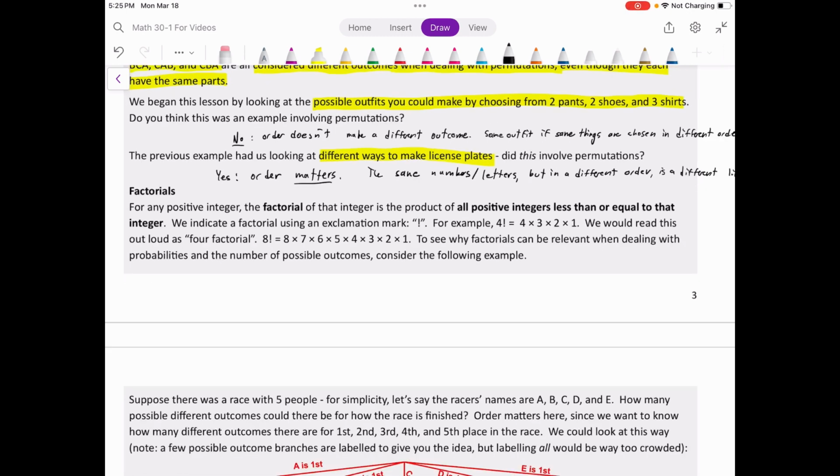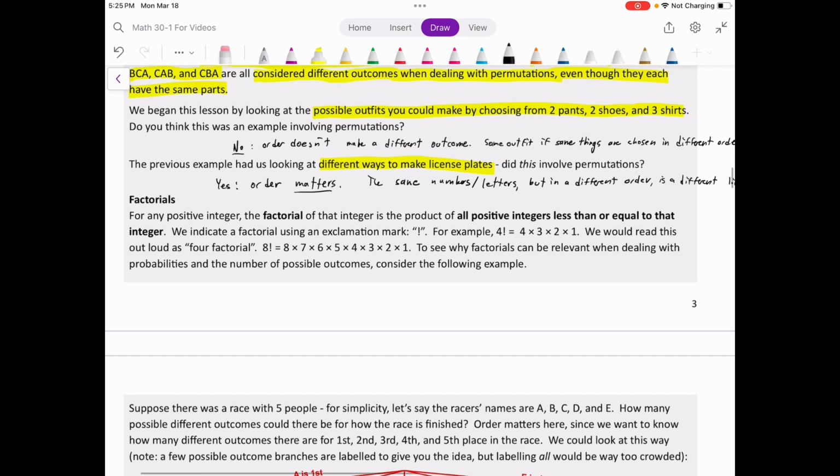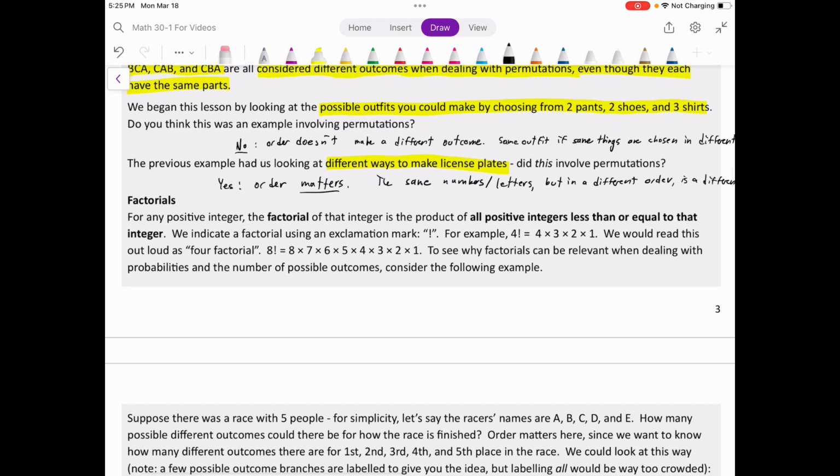Okay, now I'm going to introduce something new to you, something called a factorial. Be careful, it's not the same thing as a factor. It's a factorial. It might seem a little random at first, but they are going to pop up a lot when we're thinking about this stuff. And that's why we're going to introduce them here first, and then we'll see why they naturally show up whenever we're thinking about the number of different ways to arrange objects.